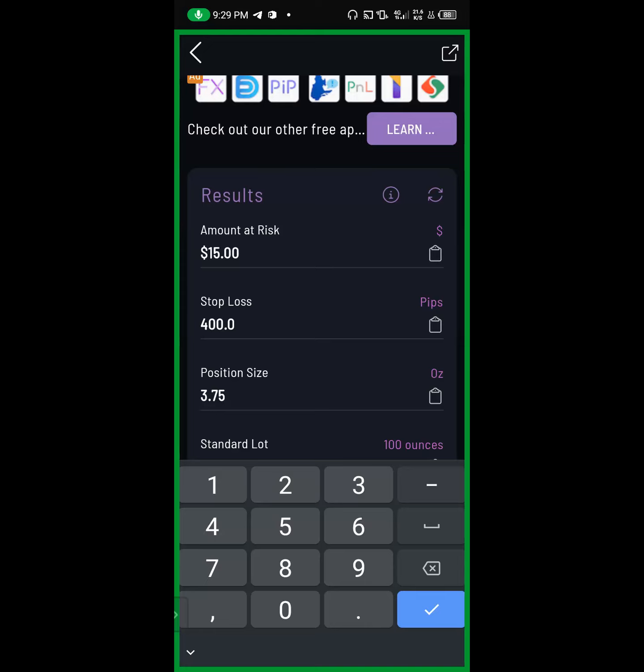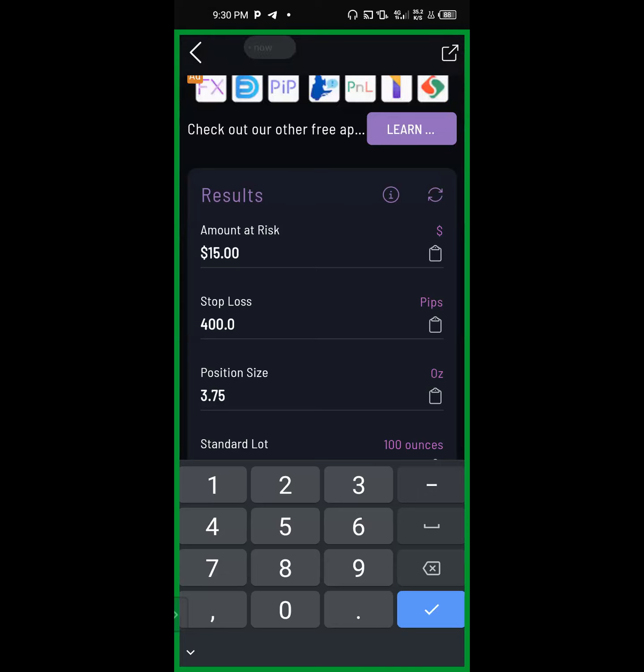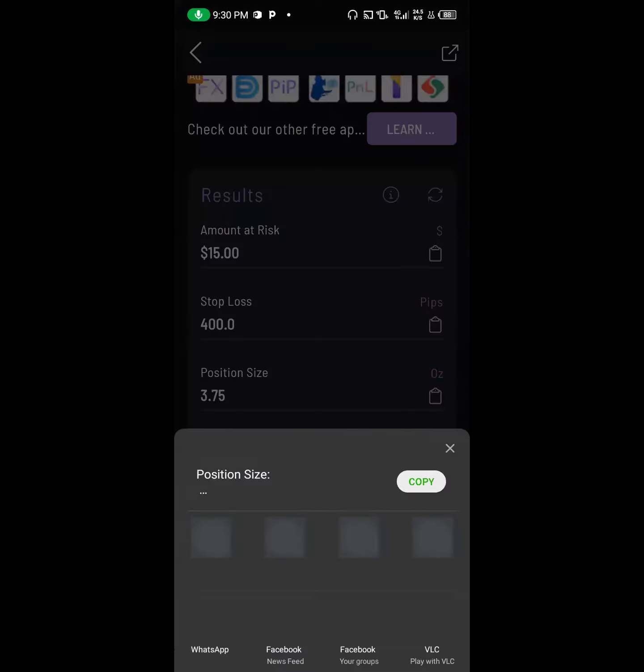So the extra digit is not important. The last one is not important. The first one before the last one is the most important one. So if you see 4,000 here, it's talking about 400. If you see 400, it's talking about 40. So now it's telling you that the pips is 40, which means 400 points for gold.